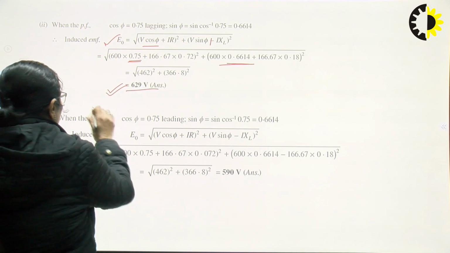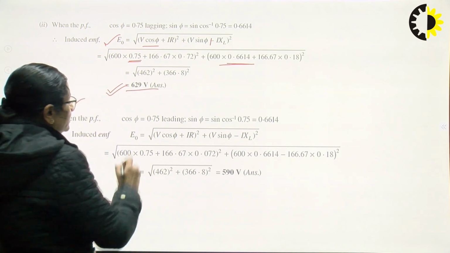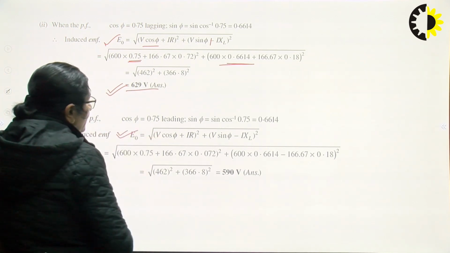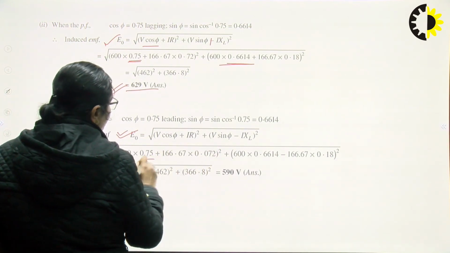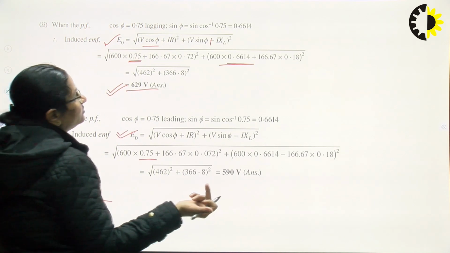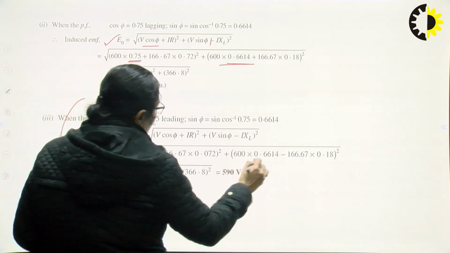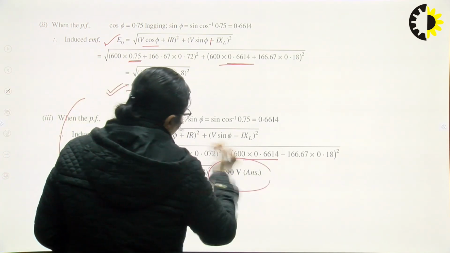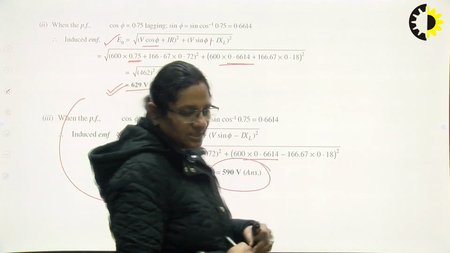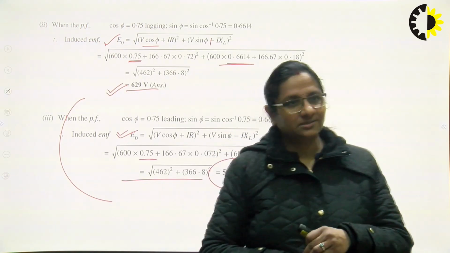Now let us proceed for the leading power factor case. This is the equation. Just substitute all the values. The power factor is same, 0.75. So the values of cos phi and sin phi will remain the same. Solving this, you will obtain a voltage of 590 volt. Just compare all these three voltages.